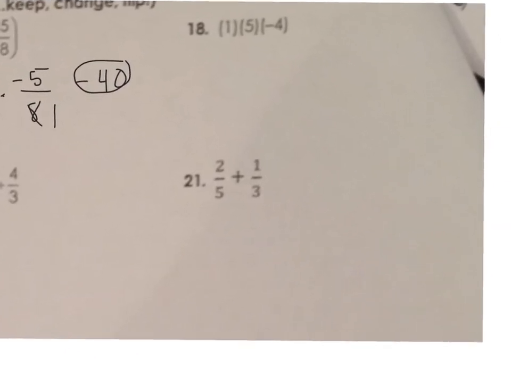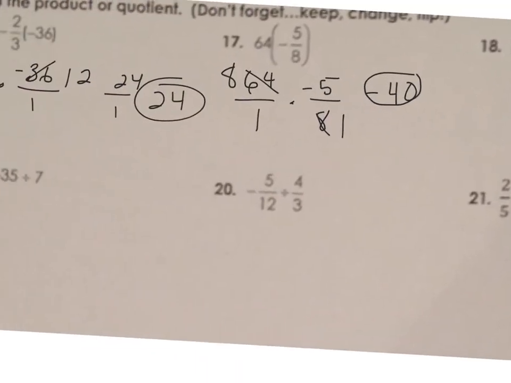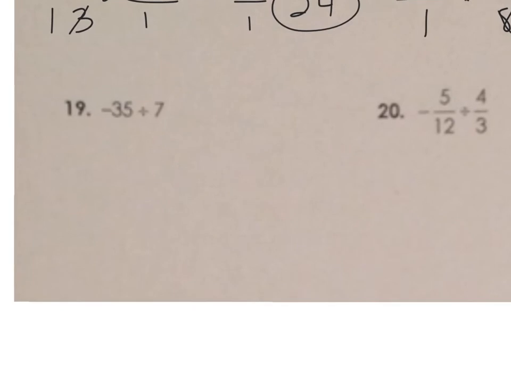Number 18. 1 times 5 is 5, and 5 times a negative 4 would be negative 20. Number 19, I've got a negative 35 divided by 7. Well, 35 divided by 7 is 5, and a negative divided by a positive is a negative. So for 19, I would get negative 5.